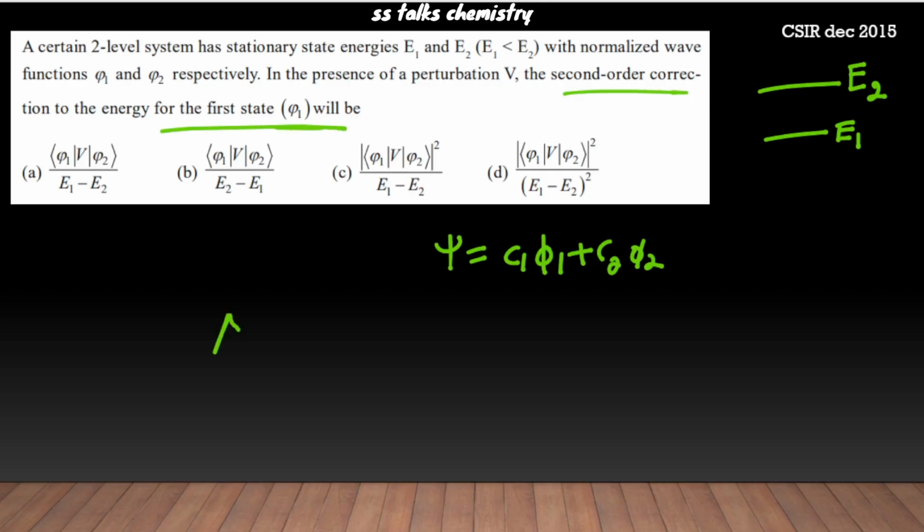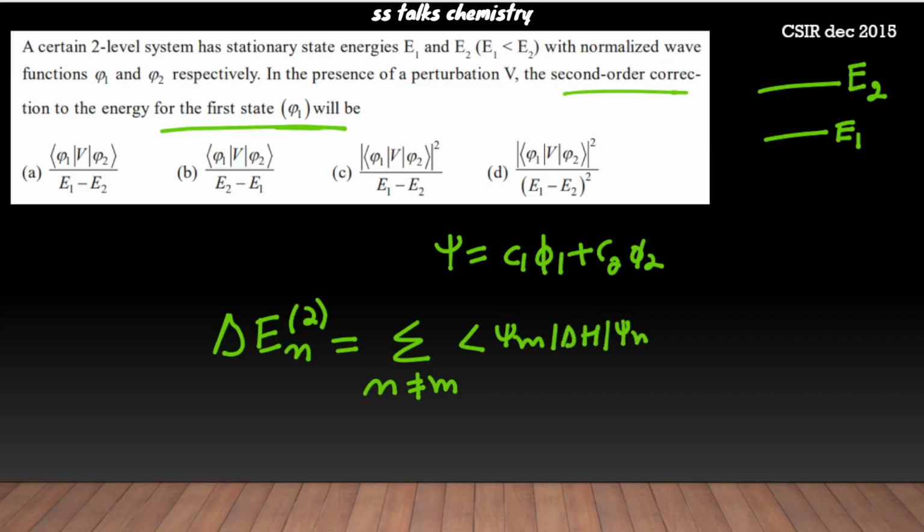Okay, so the second order energy correction for any nth state is equal to the summation, where n is not equal to m, of the bracket, the wave function m, then the perturbation you apply, and then the wave function psi n. We take the square of it and divide this by the energy difference, En naught minus Em naught. This is how we define that.